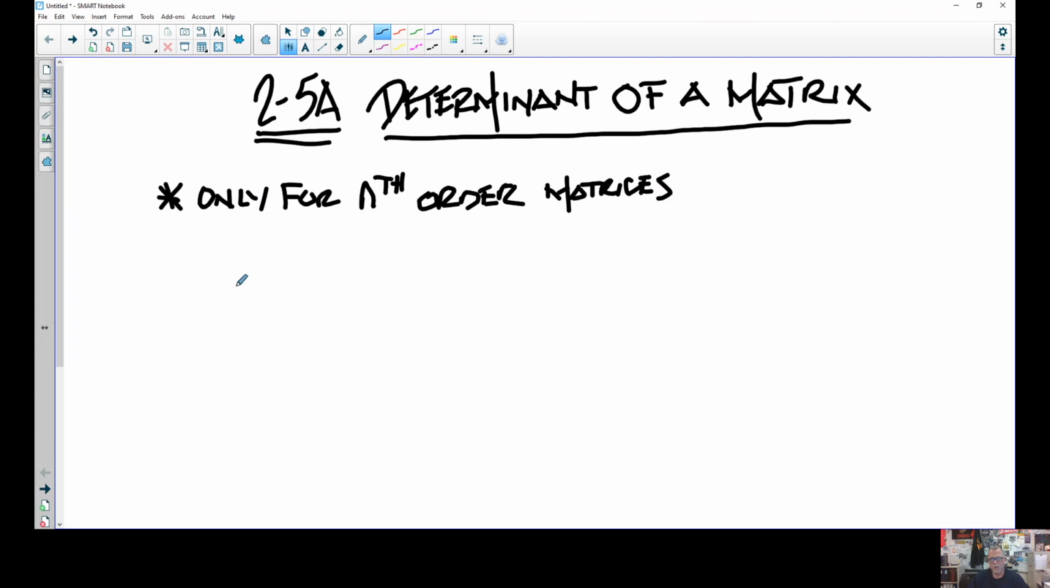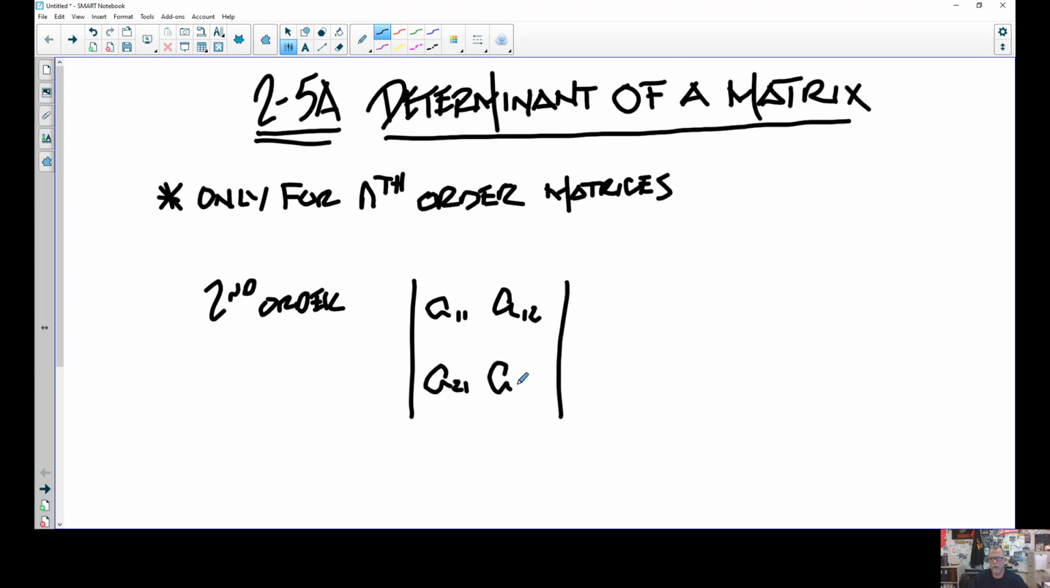I'm just going to start with a second order, just as the basic idea. For a second order matrix, we have this as our general idea. If we said A11, A12, A21, and A22, that would be our second order matrix. Now notice I did something different here. I didn't make the brackets on the end of this matrix. This denotes the determinant. It's asking you a question. It's saying, what is the determinant of this matrix?